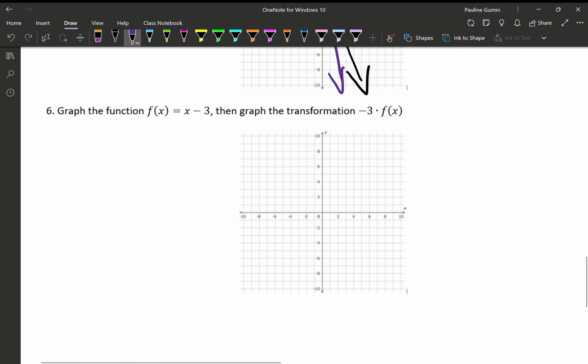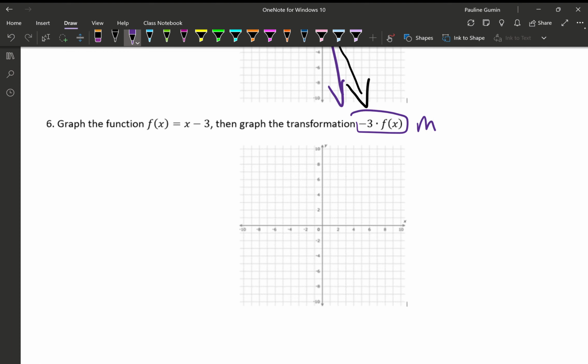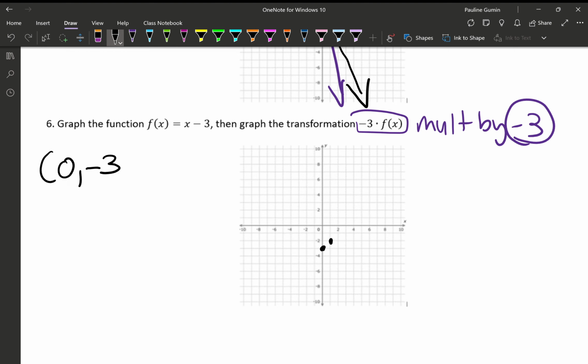All right, number 6. Negative 3 times f of x. Ooh, okay. So this is actually two things. This is we multiply by negative 3. But this is actually a stretch and a reflection. You'll see. Okay, first, let's graph. We start off at our original at negative 3. X has a 1 in front of it, so up 1 over 1. I'm going to write those 2 points down. 0, negative 3, and then 1, negative 2.